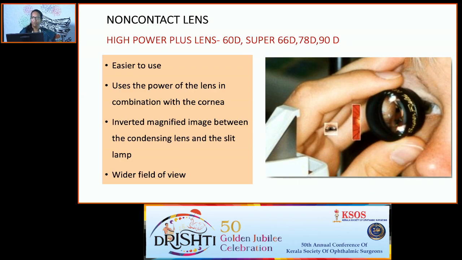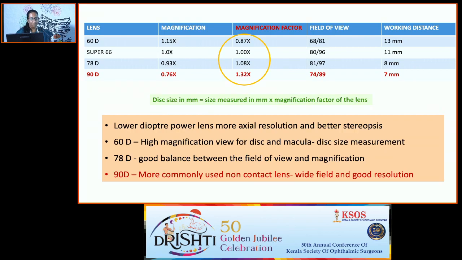Obviously, the most commonly used is the high plus lens. So we have 60D, 78D, 70D, and 90D. It is easier to use, and uses the power of the lens in combination with the cornea to give you an image between the condensing lens and the slit lamp, and it gives you a wider field of view. Now, the lower the diopter of the lens, the more axial resolution and the better the stereopsis. And 60D gives you a high magnification. It's good for size measurement.